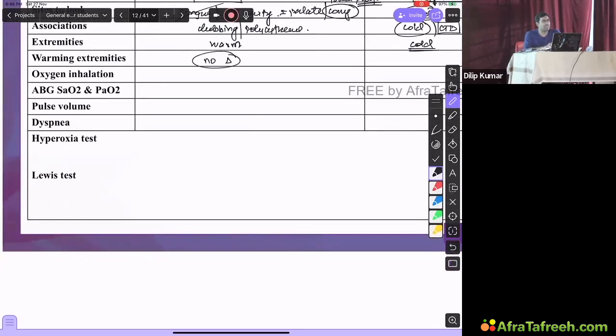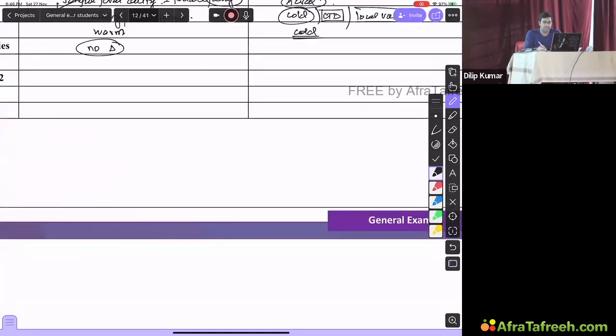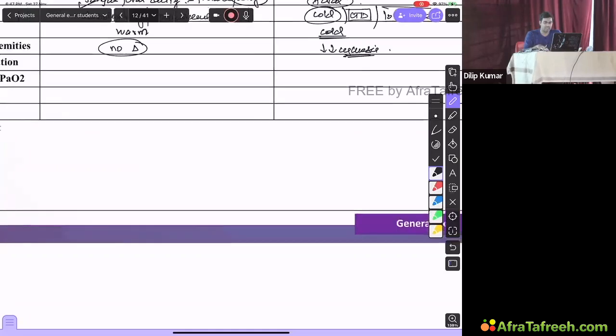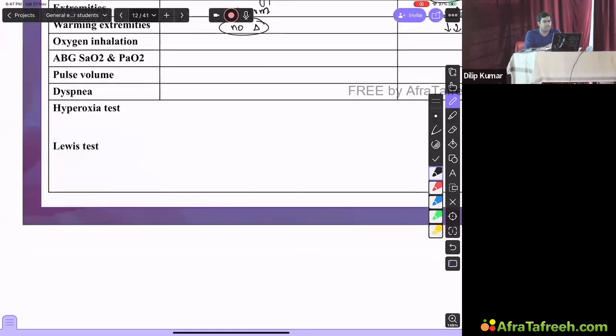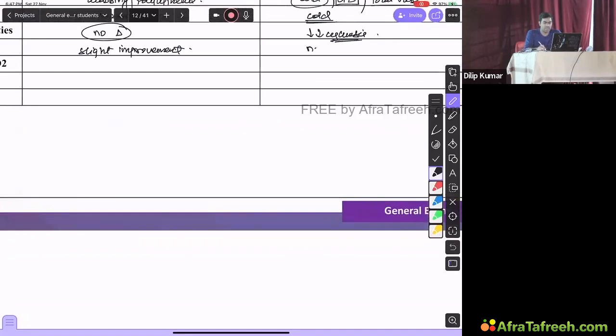If you warm the extremities further, there is not going to be any improvement in central cyanosis. Whereas in case of peripheral cyanosis, the cyanosis will reduce. It will disappear if it's a peripheral cyanosis. As far as oxygen inhalation is concerned, in central cyanosis, you can see a slight improvement. Whereas in peripheral cyanosis, there will be no change.